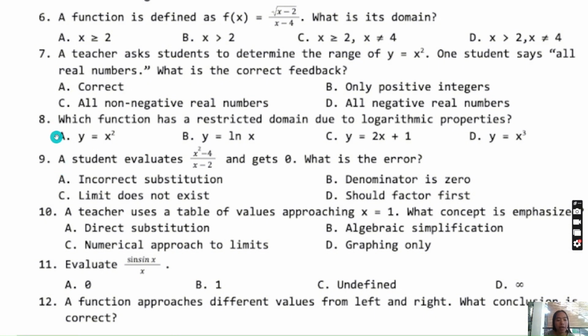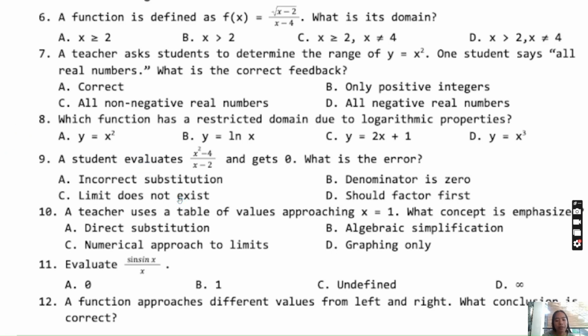So we have now in number 8. So the question is which function has a restricted domain due to logarithmic properties? So the correct answer is letter B, y is equal to ln x. Logarithmic functions are only defined for positive values. This means x is greater than 0. Values of 0 or negative numbers are not allowed in logarithmic functions. So that is why our answer is letter B.